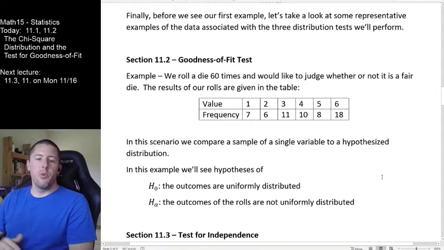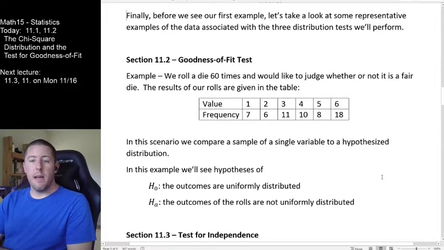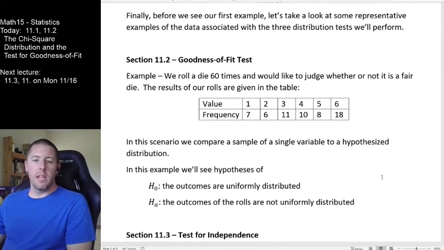In section 11.2, we're going to see things like this. Here's our example. We roll a die 60 times and we'd like to judge whether or not it's a fair die. The results of our rolls are given in this table. So here are our values 1 through 6 from the die. Here is the frequency that we observed for each value.